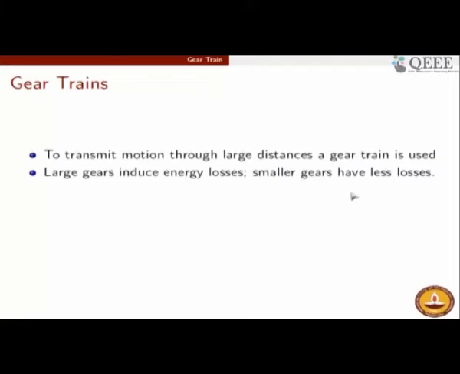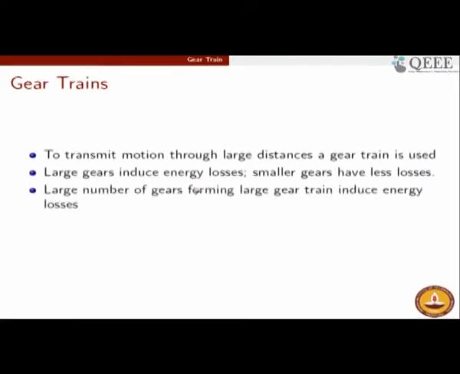So that is like an energy loss mechanism if you look at it from the transmission efficiency point of view. So it is not a good idea to use a larger gear, because a larger gear will induce energy losses. Smaller gears have less losses. So therefore, it is better to use more number of smaller gears and attain the desired gear ratio, rather than use a large gear and attain the gear ratio in a single stage, right? Because in this approach of using a gear train, the energy losses will be minimized.